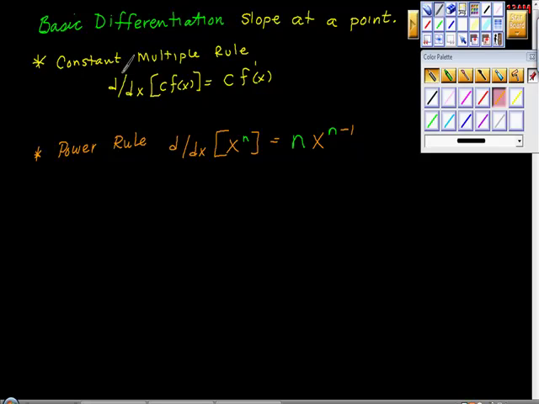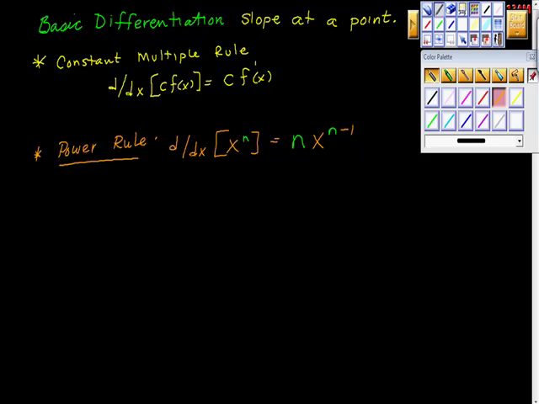The constant multiple rule is one of them. It says that d/dx of c times f of x is equal to c times f prime of x. We're going to go over what that means in just a second, but it looks kind of terrible. The second one is the power rule, and the power rule says this.